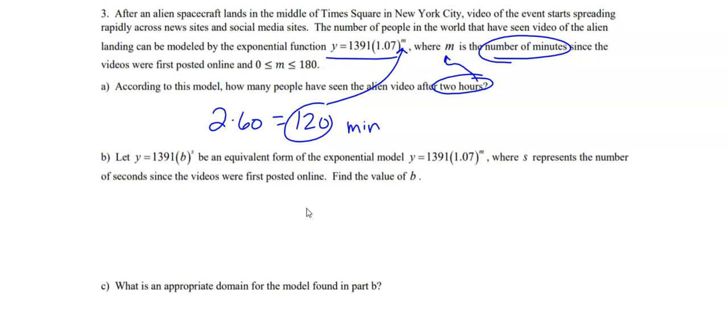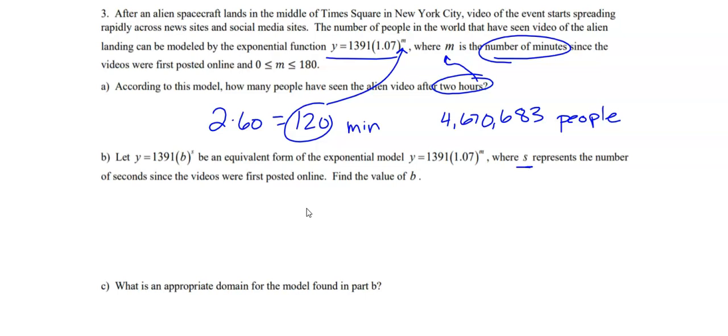So I'll just give you the answer there. It should be approximately 4,670,683-ish people. We're not going to count any partial people. Okay, part B. So let y equal this new equation. So it's an equivalent form of the function, except this time our exponent is s, and s represents the number of seconds since the videos were first posted online.